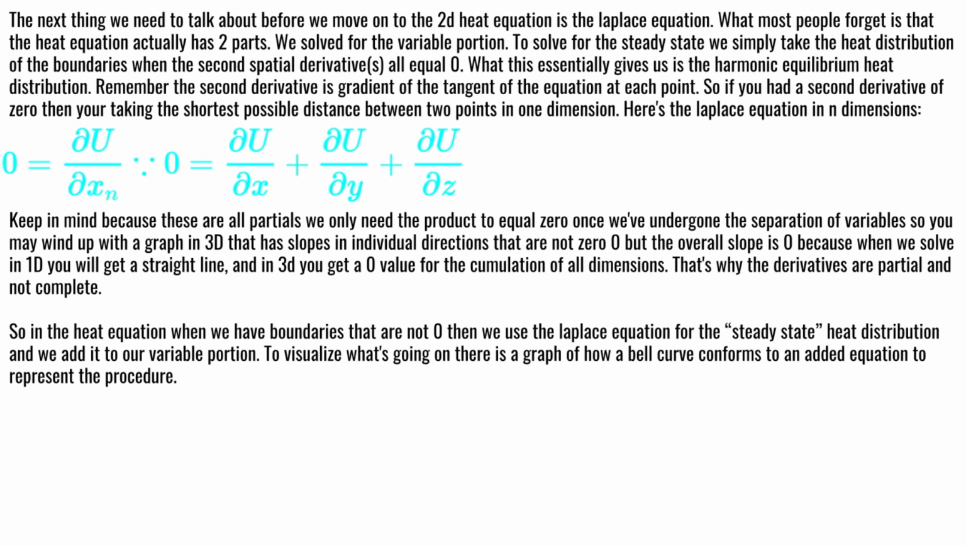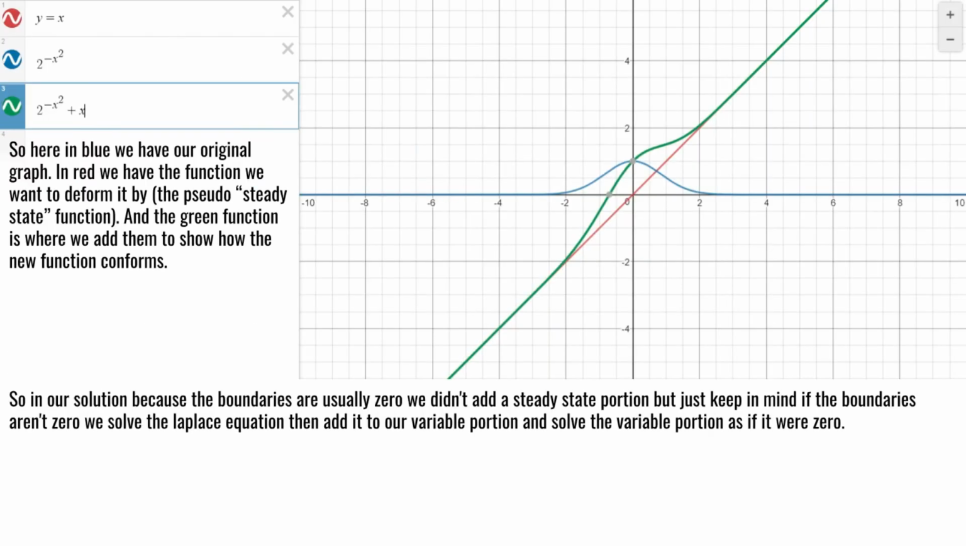And the thing is, with the heat equation in any dimension, you're simply taking your variable portion and adding your steady state portion. And you might think, well, that's really simple, how does that work? The idea behind this is that when we add our steady state portion, it's deforming the plane of the graph, so that when we have our heat equation, our variable portion, we're treating the boundary conditions as 0 when solving. And when the boundary conditions vary, our steady state portion is going to deform the graph by a certain amount. So I have a graph attached to help you visualize what that means.